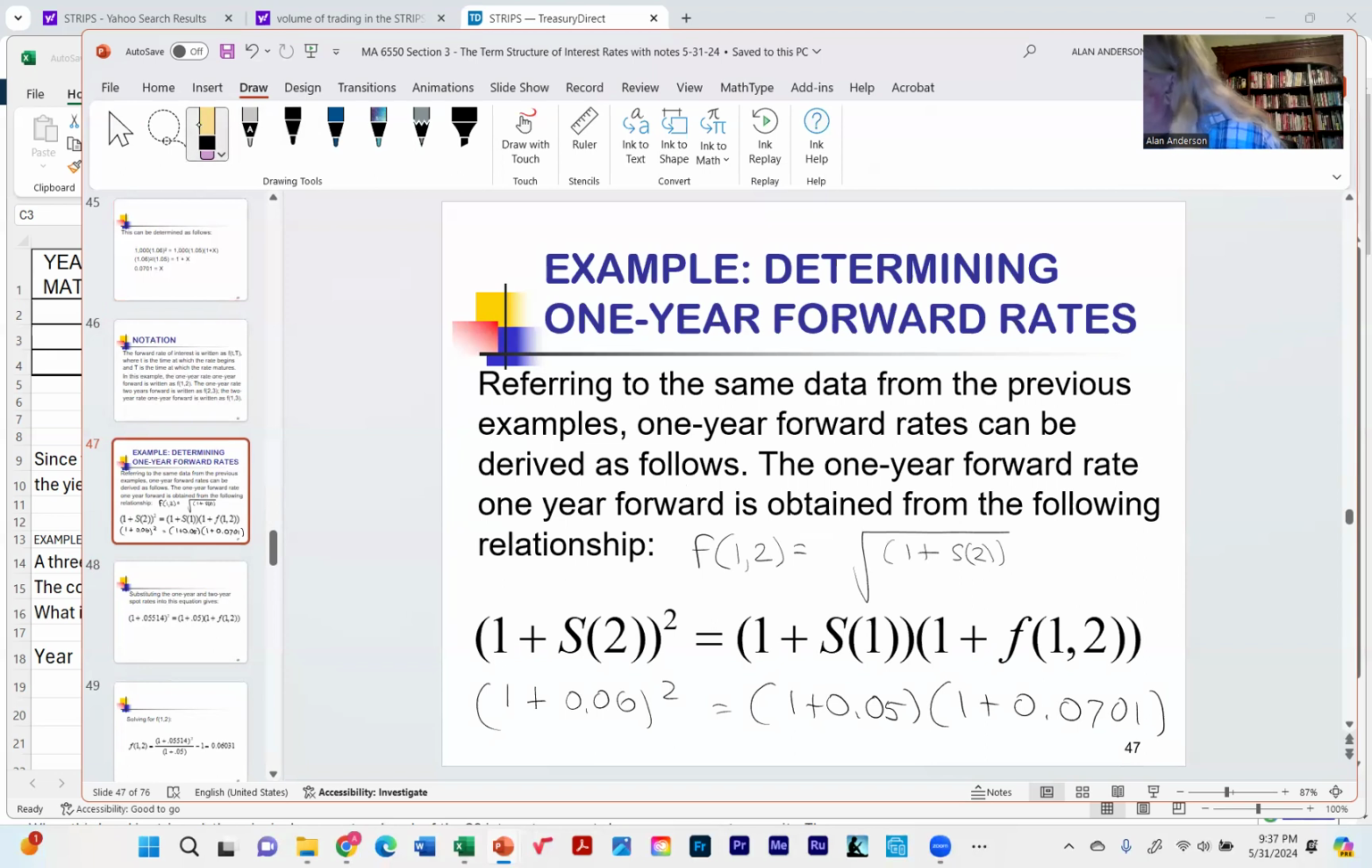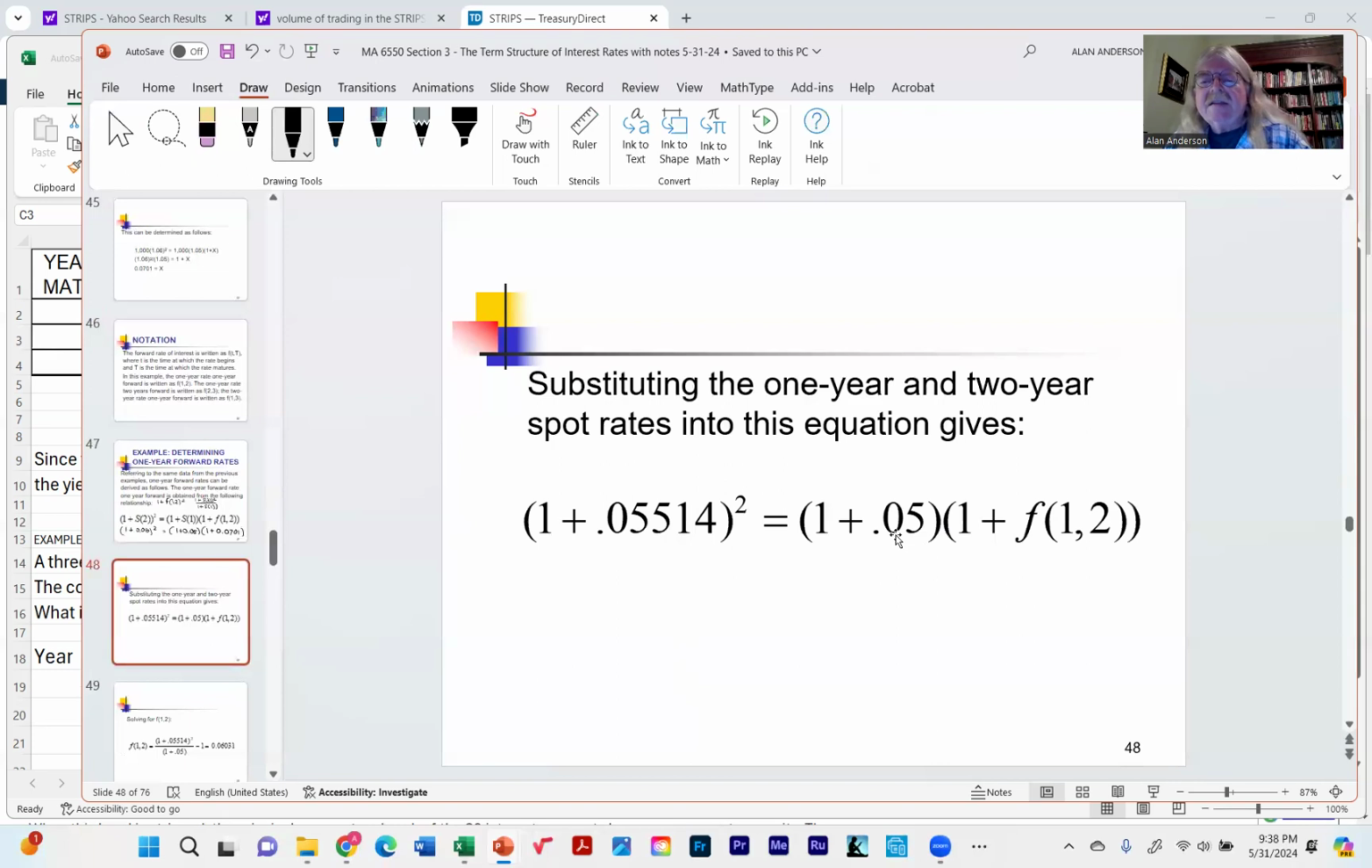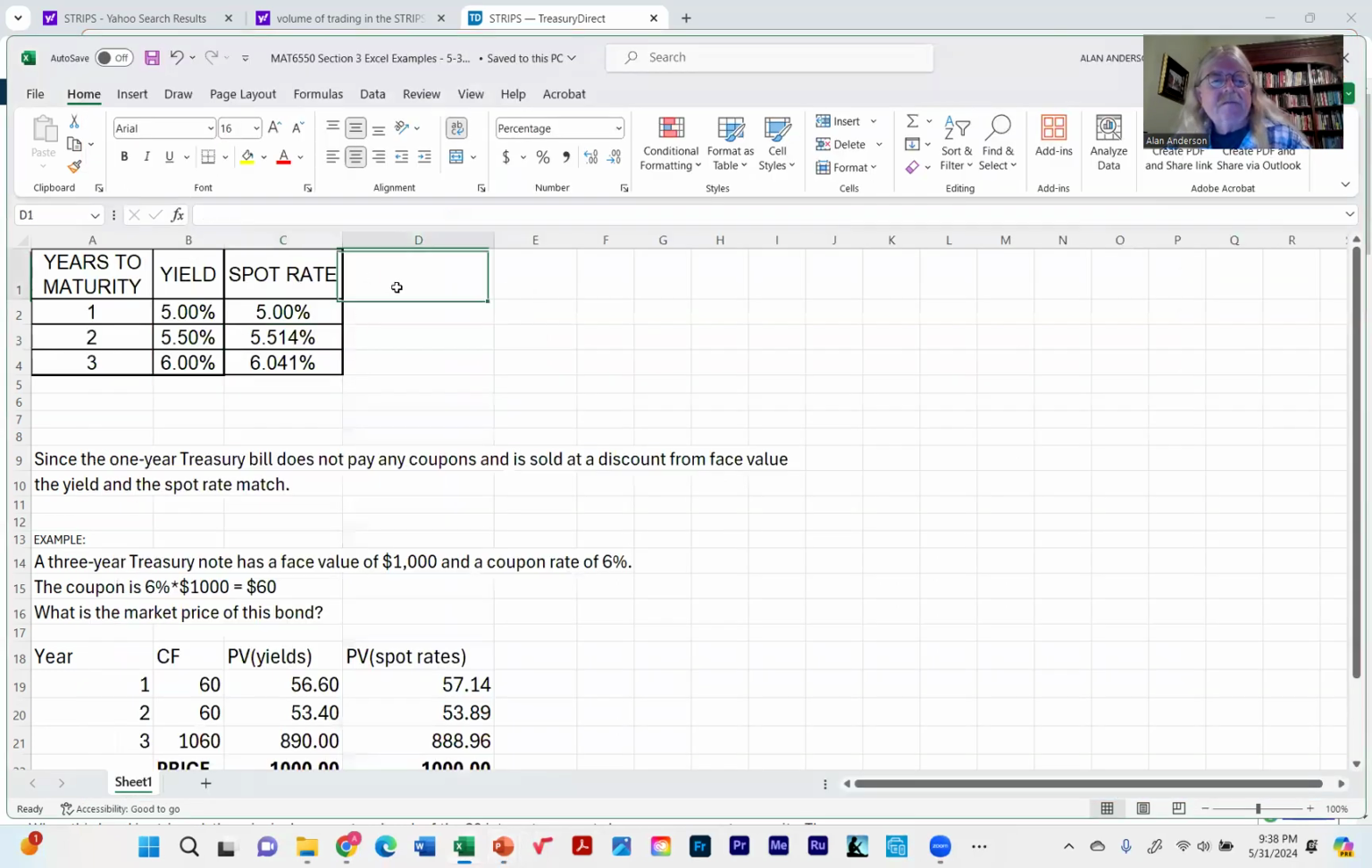Oh, sorry, hold on. And then you can solve it from there. So what they want us to do now is take this and bring it back to our spreadsheet.